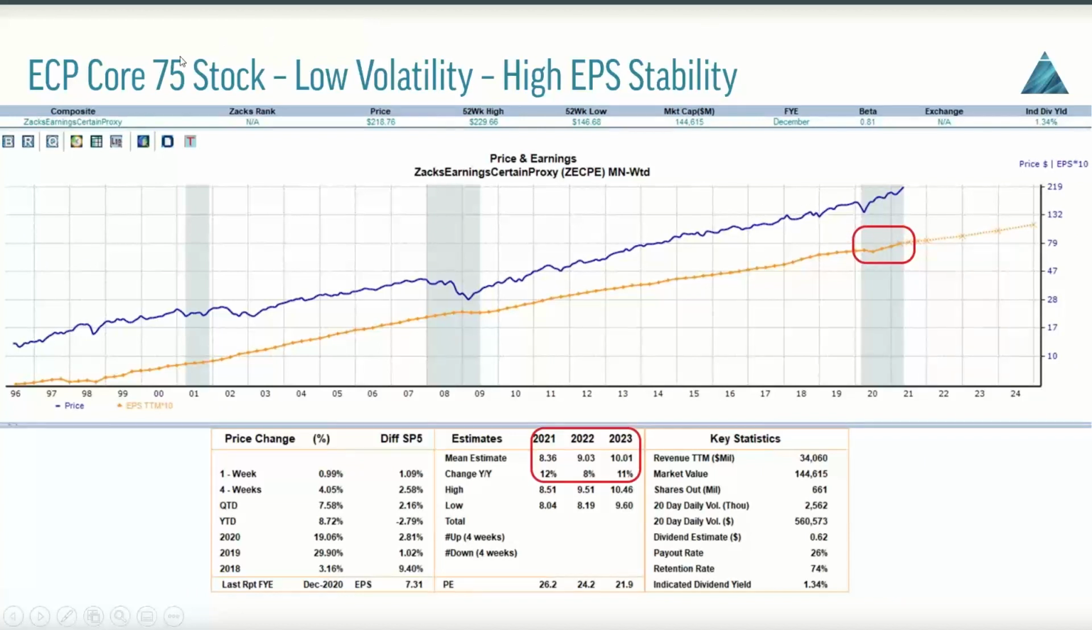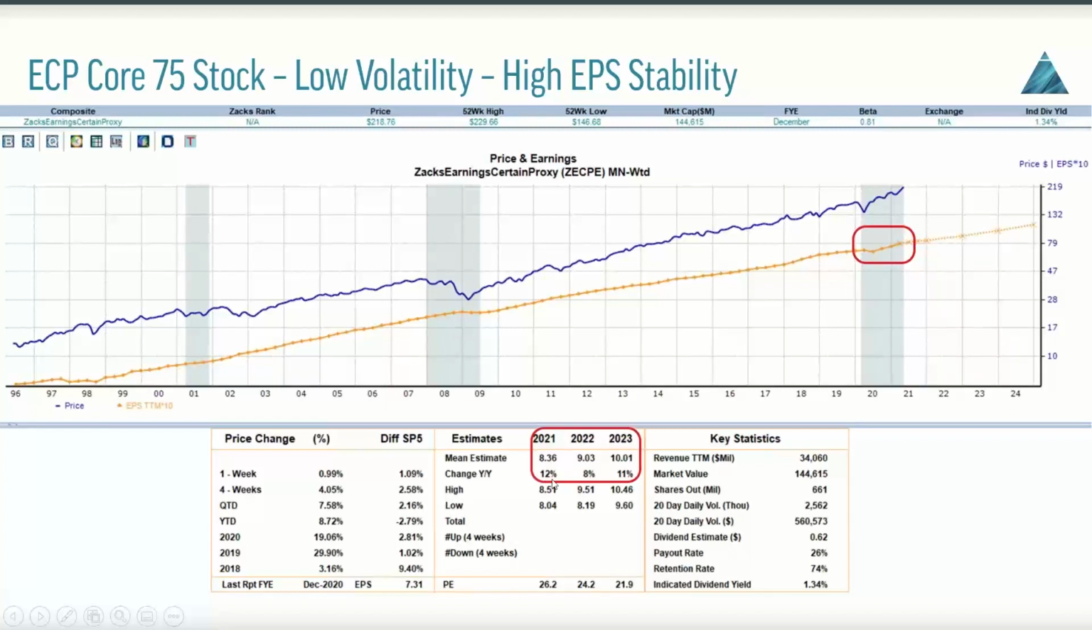Keep in mind now that we're looking at the ECP Core 75 stock portfolio. The idea here is that it's low volatility, and you can see nowhere near as much drawdown in terms of price. And then that high EPS stability, that's what's buffering us and providing that protection. Here you can see the contribution of those 45 names during COVID that were subject to that reopening phenomenon that I actually removed from the ECP Core 75 stock portfolio to arrive at the Admiral portfolio.